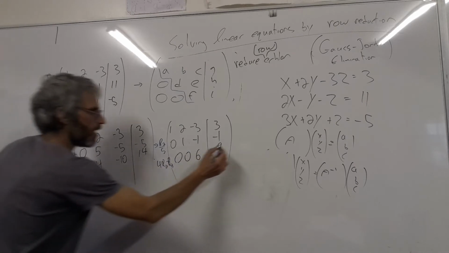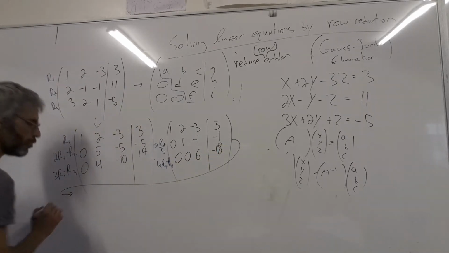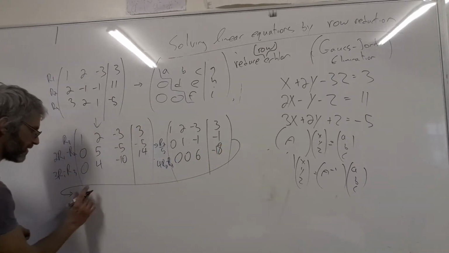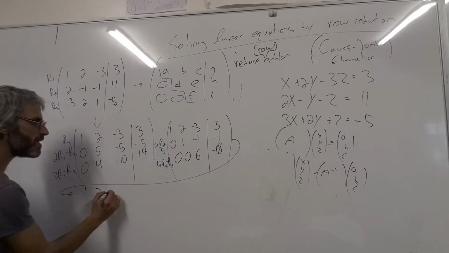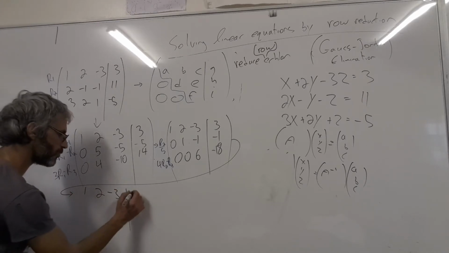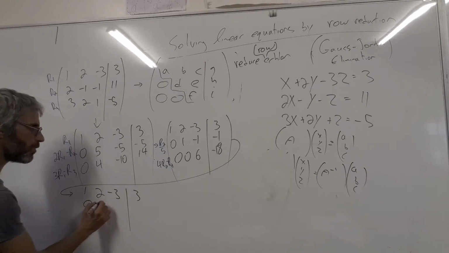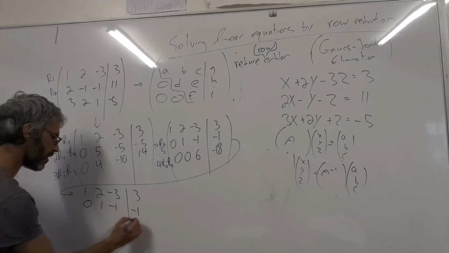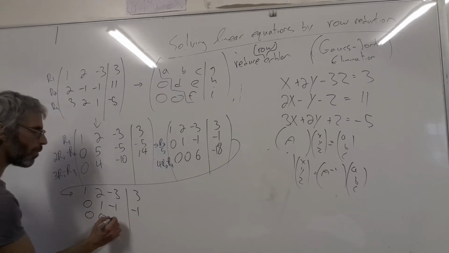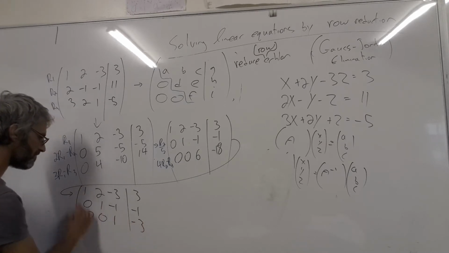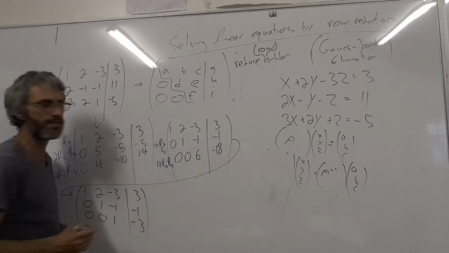So let's do one last time. You don't have to do it. You'll see in a second what happens if we don't do it. It's still going to work, but eventually we will have to do it in this way or another. So now I have 0, 1, minus 1, minus 1, 0, 0, 1, and minus 3. I just divided the last row by 6.